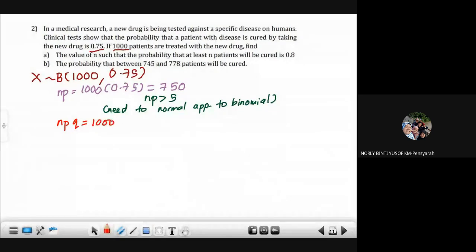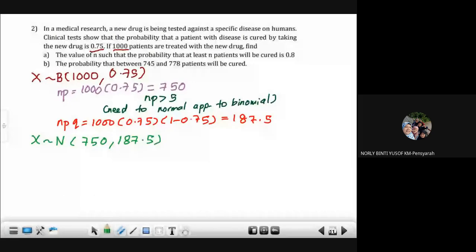So 1000 times 0.75 NPQ lah. So Q 1 tolak 0.75. So you kira you akan dapat nilai you adalah 187.5. So you tukarlah distribution tu sekarang. Tadi binomial, sekarang jadi normal with the value NP and NPQ yang you dah kira. So 750, 187.5. That is your mean NP, variance 187.5.